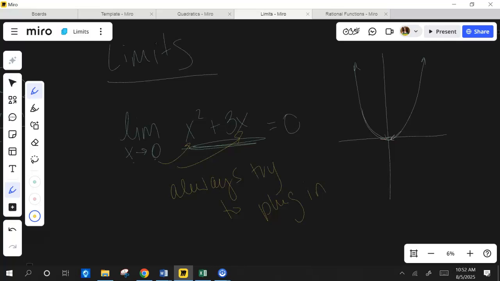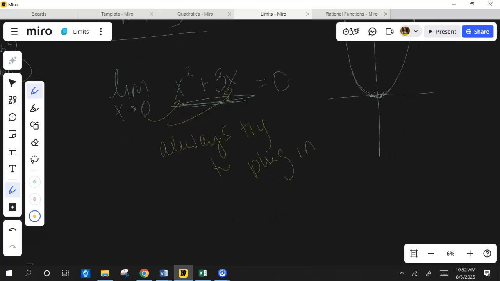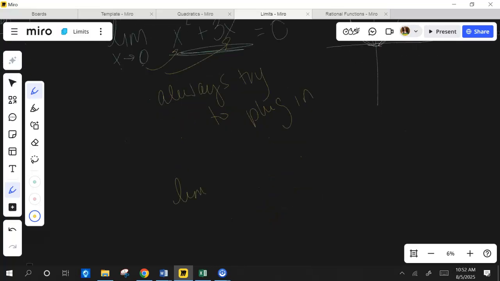But what happens when I can't plug in? So maybe I ask you for the limit as x approaches 1 of this. What in the world is going on here? Think back to pre-cal when we did rational functions. What do you got? Okay, so you're saying the one that does something like this?